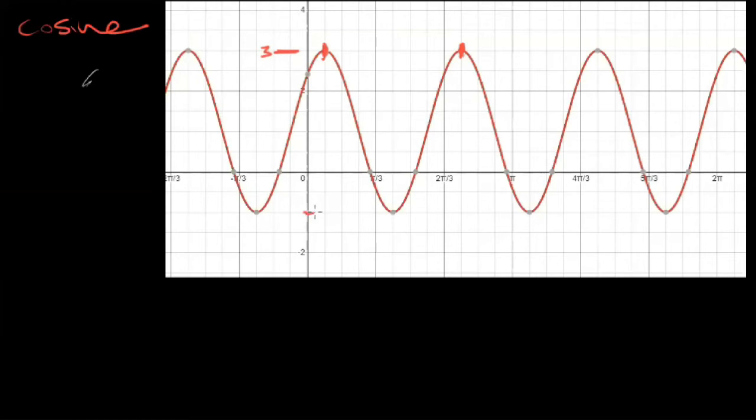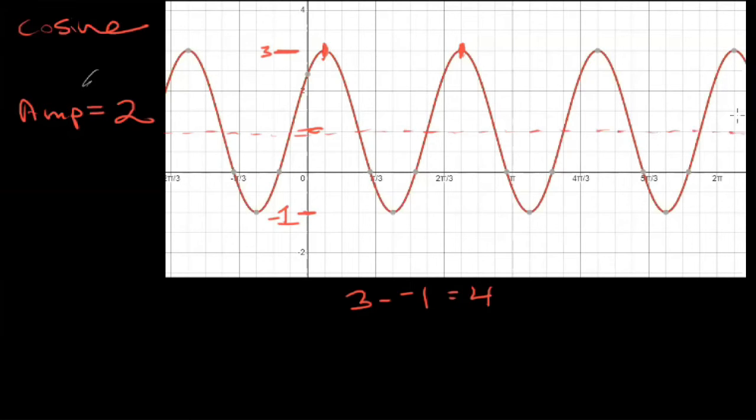The low is here, which looks like negative 1. The difference between 3 and negative 1, well, 3 minus negative 1 would be 4 units total. The amplitude, though, is always half of that. So amplitude will be 4 divided by 2, or just 2, which means the midline is going to be 2 units from the top or 2 units from the bottom. So 1, 2, or 1, 2. So the midline is right here. So there is my midline.